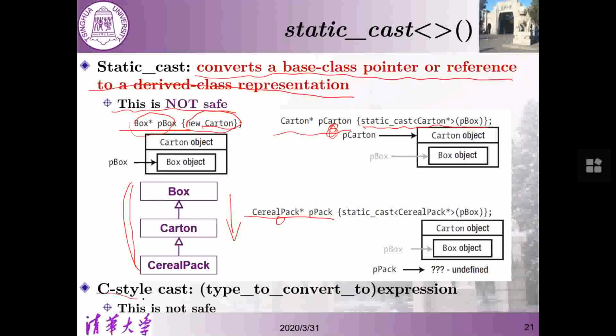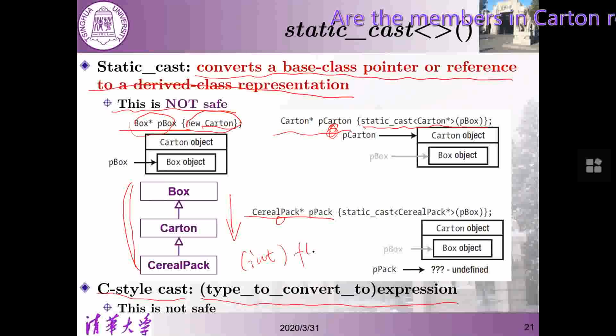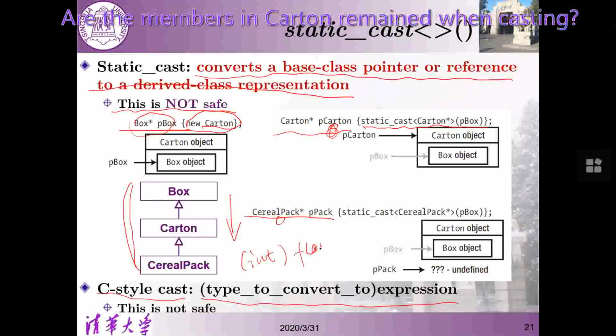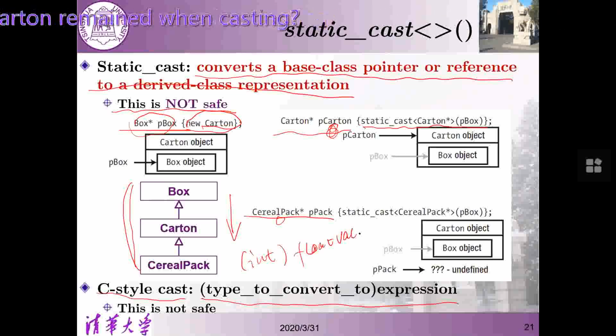Some of you may also know about the C-style cast, right? Because we have already done that for built-in types, for example, for a float value, we can cast it to an integer.